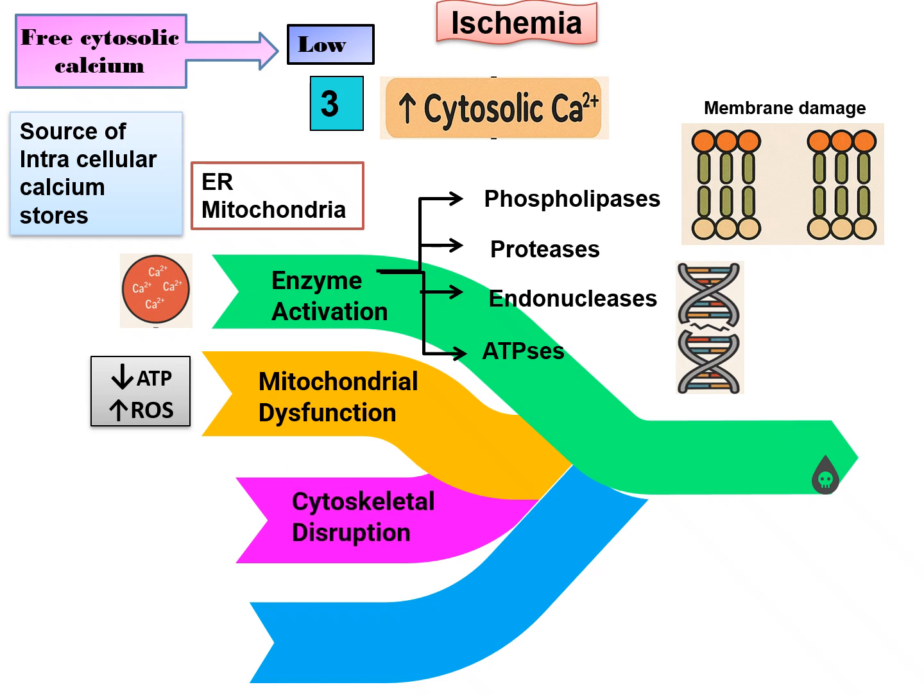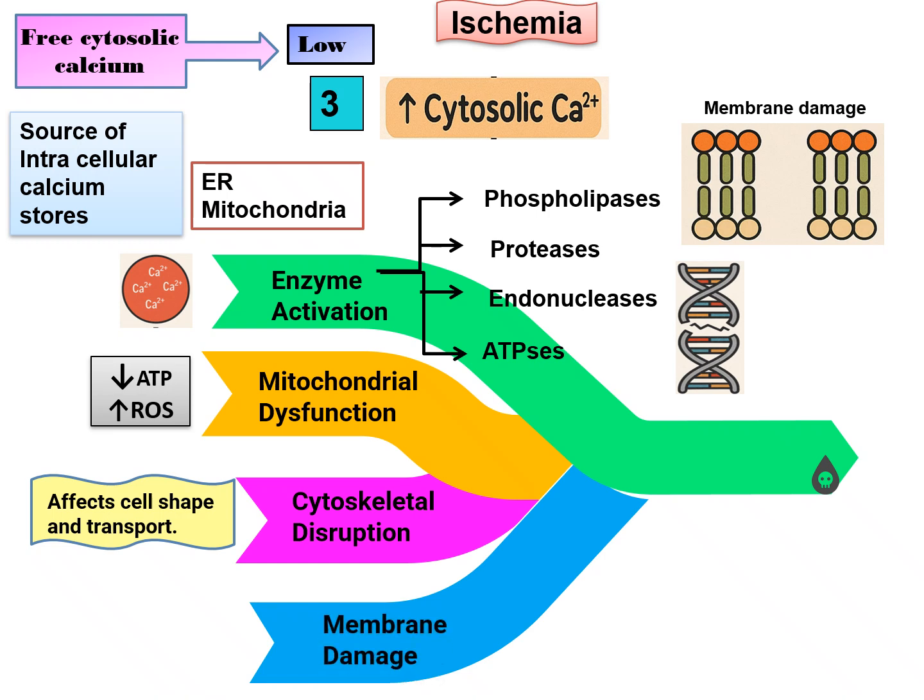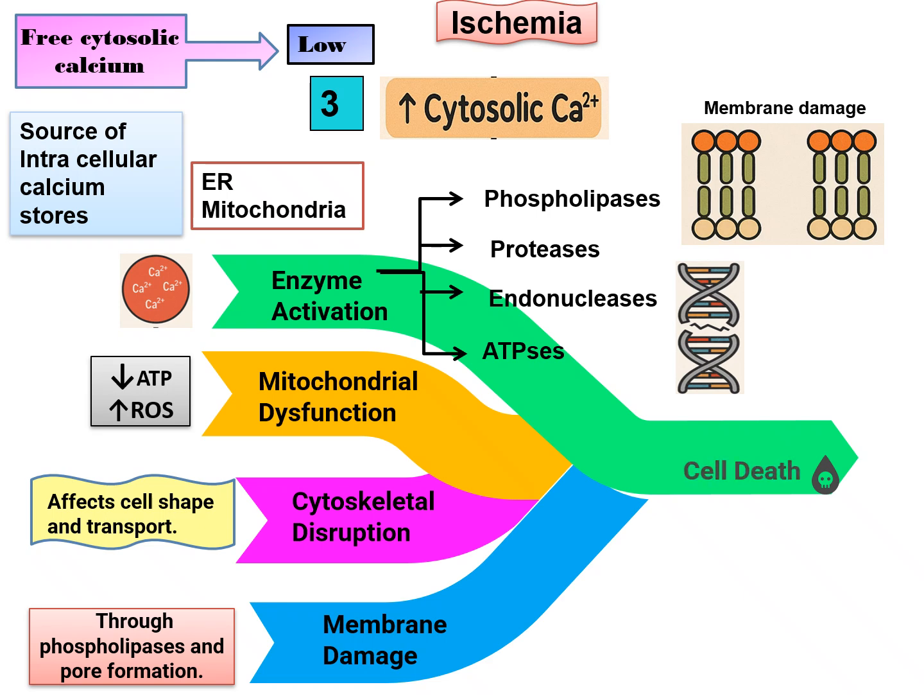The third one, because of increased cytosolic calcium levels, is cytoskeletal disruption. Why is this occurring? Because of damage to the cytoskeleton by proteases. Because of this cytoskeletal damage, it affects cell shape and transport. And there is membrane damage because of increased cytosolic calcium, resulting from phospholipases and pore formation. All these ultimately lead to cell death.